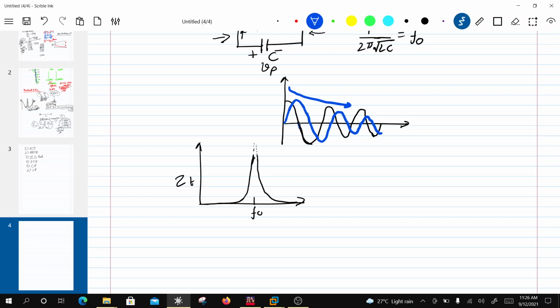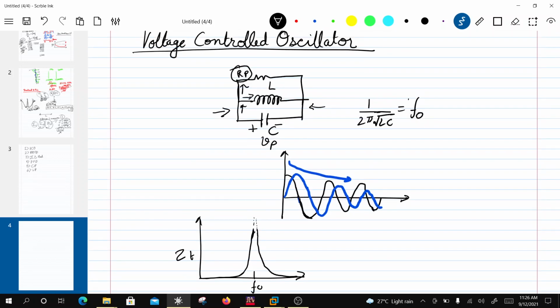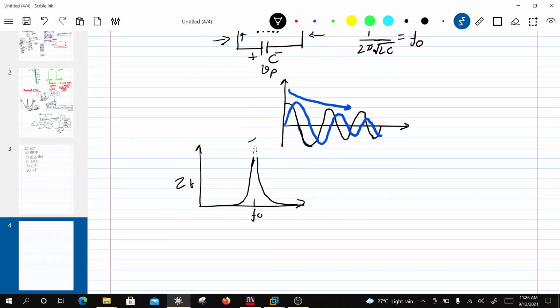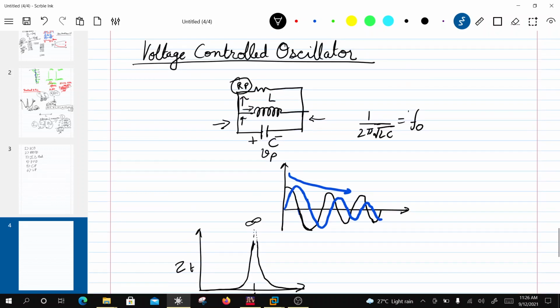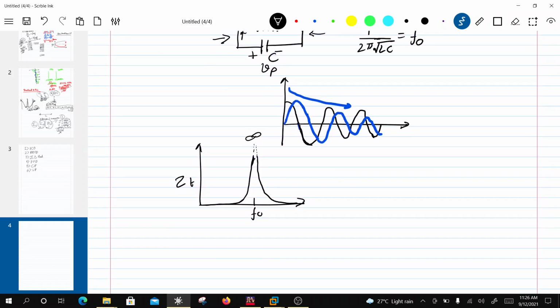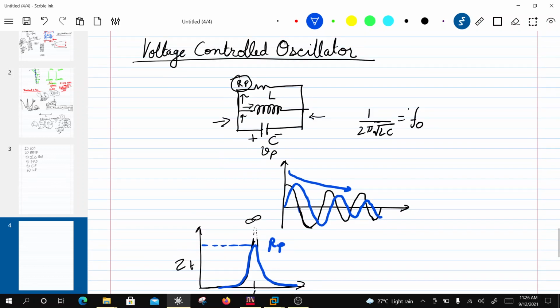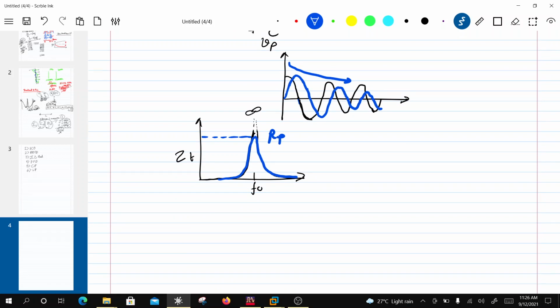Now because there is a loss associated, if I was just to take an RLC without the loss, then this would be infinity, right? But because there is a loss, that resistance doesn't build to infinity, but it goes to a point and then it drops off. And this value is basically RP, the parallel resistance. So now this is what is happening.